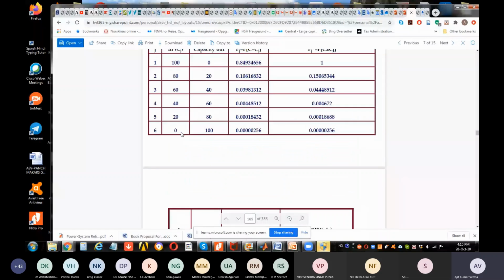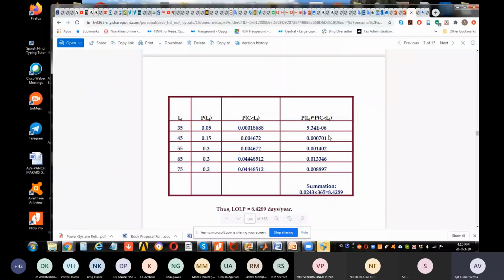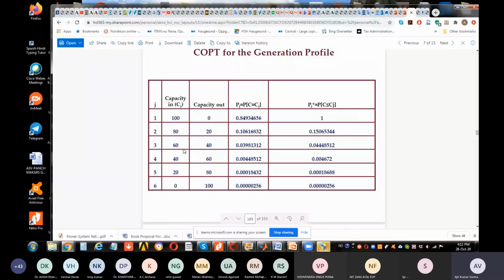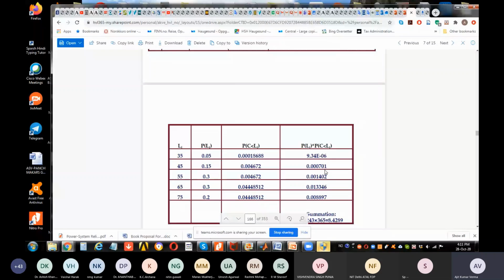So this is the probability to look for, multiplied by the percentage of time, and that gives you the loss of load probability when you have 45 megawatt. Likewise, when you have 55 megawatt, what are the states which can cause loss of load? When you are in 0, 20, 40, cumulatively it's 0.004672. So again, this is 0.004672 multiplied by 0.3. That gives you the loss of load probability when you have 55.